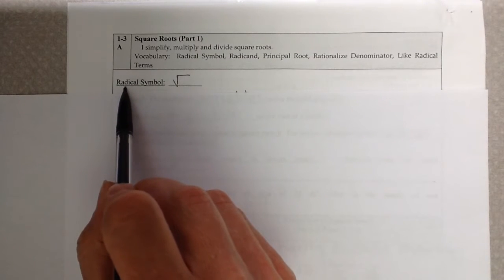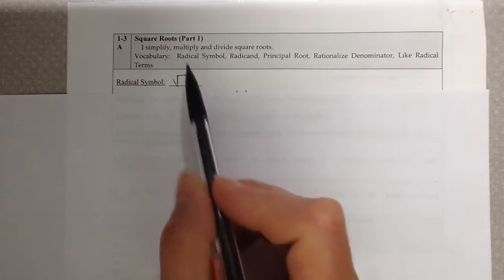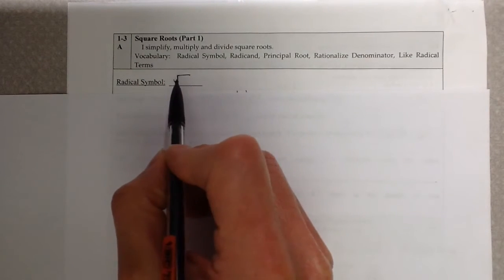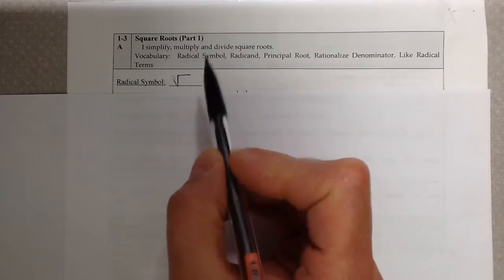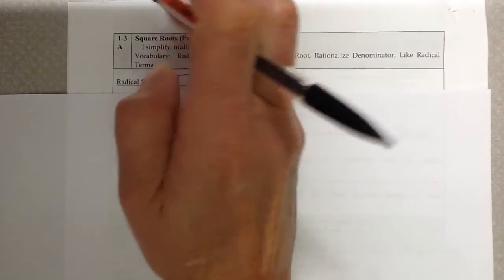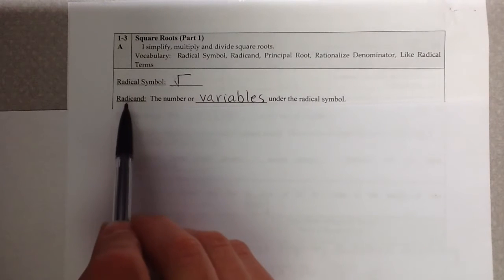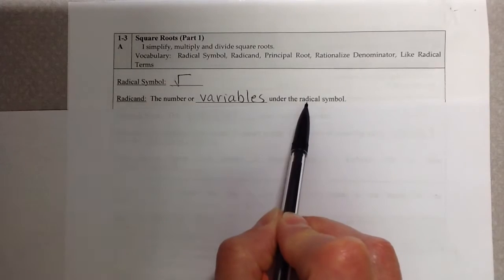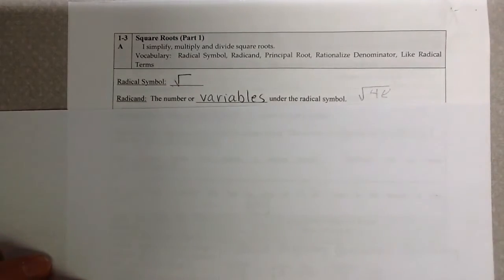I just want to make sure everyone understands what a radical symbol is. Now, you might just call this a square root, and it is a square root, but as we go through the year, we're going to introduce some radicals that might have an index, say, of 3 for a cubed root. So this is called a radical symbol, and if there's nothing there, it is a square root. The next vocabulary I want you to know is radicand, and a radicand is the number or variables underneath the radical symbol. So if I would do this, 4 would be the radicand.